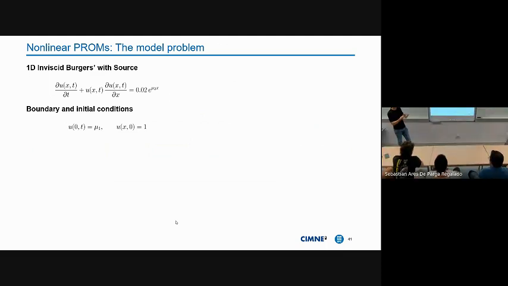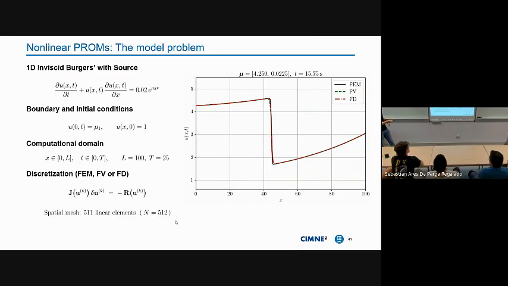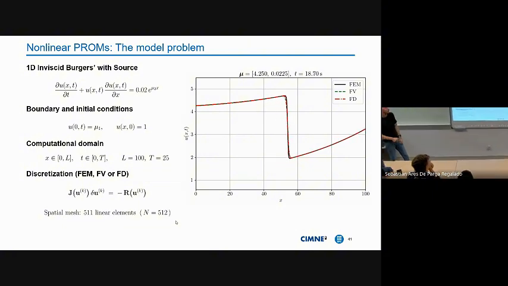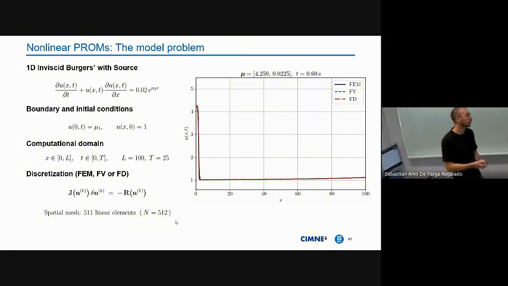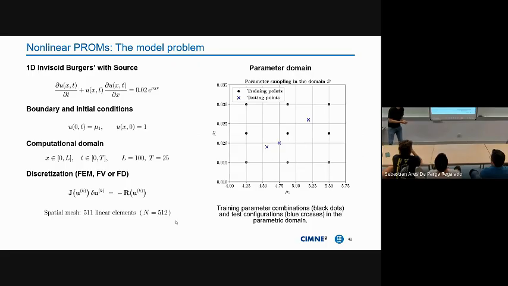I'm going to present a very simple 1D Burgers' equation. We have mu1 as our parameter on the left part of the domain, and mu2 that affects the right-hand side. You define a computational domain, you discretize in time and in space, and you can discretize using finite elements, finite volumes, or finite differences, and depending on your scheme you will have more or less the same accuracy. It depends on the order of accuracy that you want to obtain. So let us take the finite element one as our case.